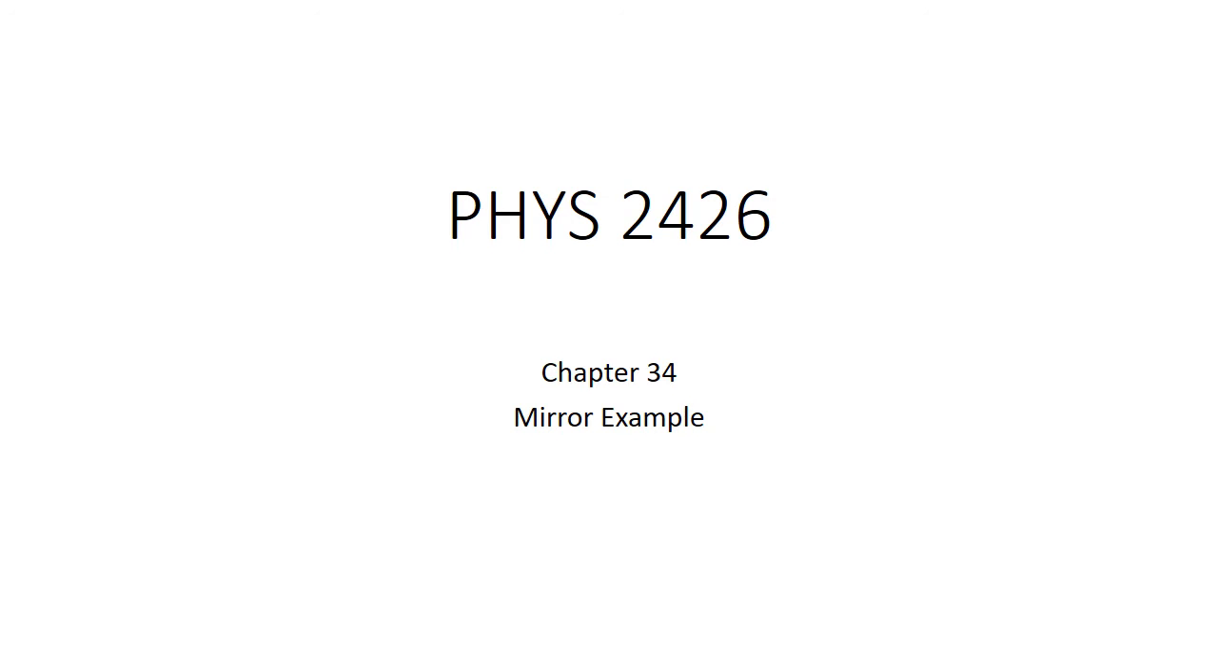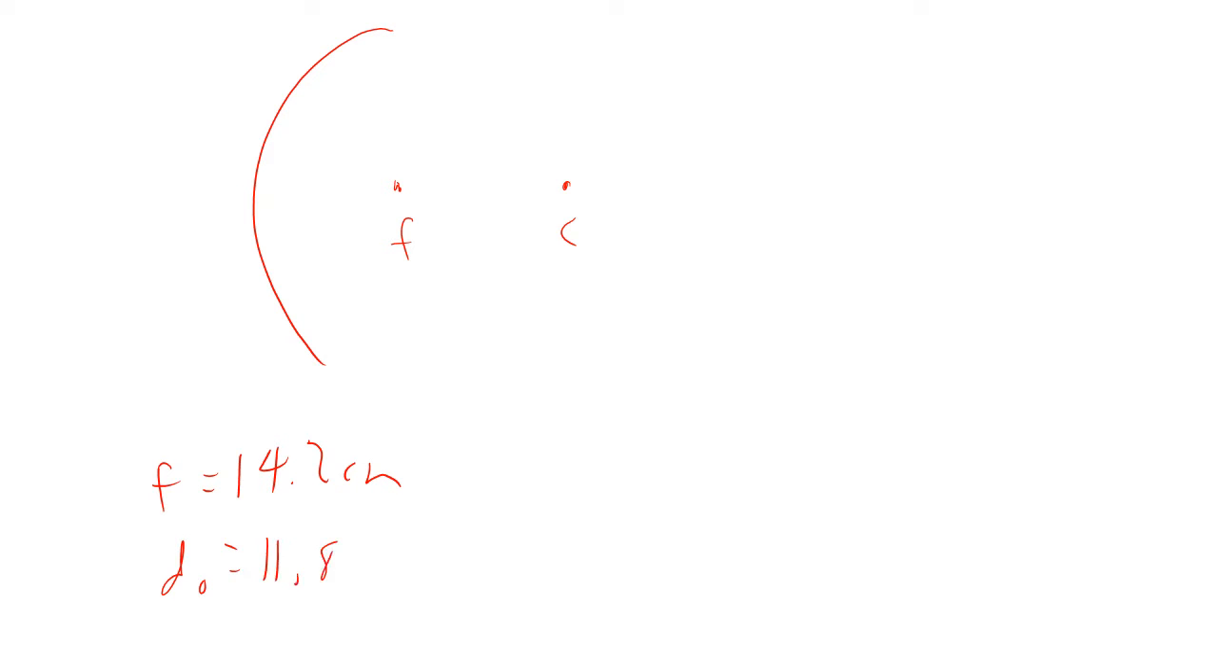So let's do another mirror example. Imagine we got a mirror, once again, and the center of curvature is right there. Focal length is right there, okay? And so the focal length is going to be equal to 14.2 centimeters. And now I'm going to put the object at 11.8 centimeters.